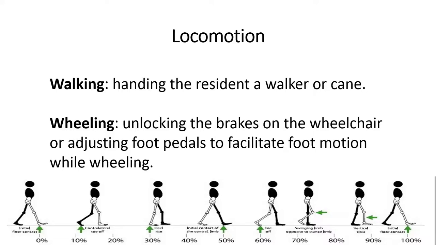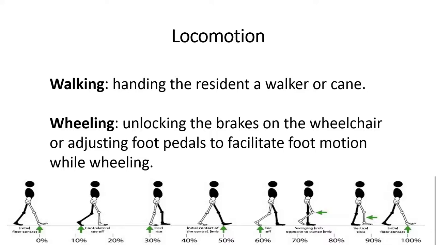So when we look at walking, do you need to hand the resident a walker or a cane? Or if they're wheeling themselves, unlocking their brakes on their wheelchair or adjusting their foot pedals to facilitate foot motion while wheeling, can they use their hands to wheel? Those are different types of locomotion, but still can be categorized as how independent is the resident.